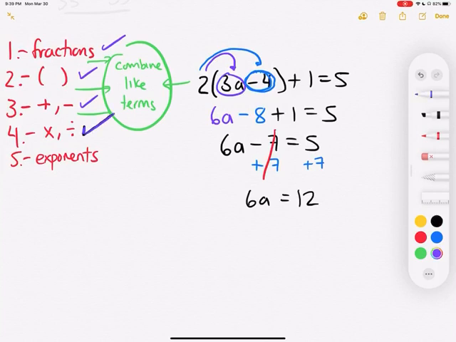So this is the next thing that I'm going to get rid of. I see that right next to the a, I have a multiplying 6. So this 6, I have to get rid of it using the opposite operation, which is a division. If it's multiplying, then you divide. So you divide by 6 the left side, you also have to divide by 6 the right side of the equation. So this is going to cancel out the 6s on the left side, I'm going to have a equals, and on the right side, you can just do that division. So 12 divided by 6, that is 2.